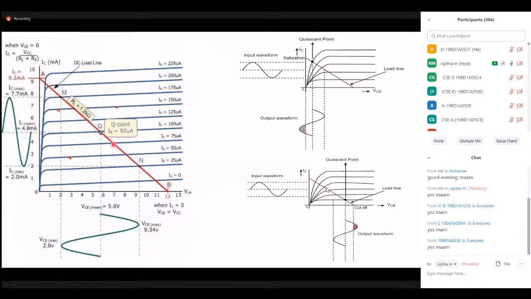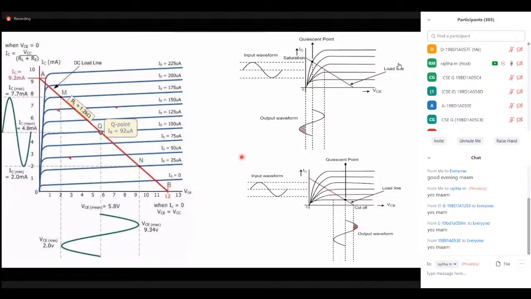So we have drawn a DC load line, and this DC load line is drawn based on the maximum amount of your current flow due to your DC voltages and the DC currents. This is the maximum amount of DC current you can allow in a transistor, and this is the maximum amount of DC voltage you can allow in a transistor. Based on this, we have node A and node B. Now in the first image, I've placed my operating point exactly at the center of this DC load line.